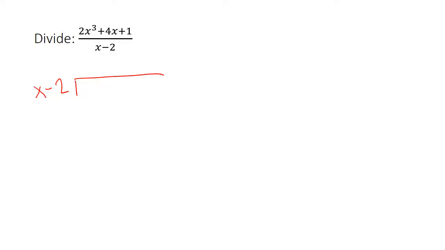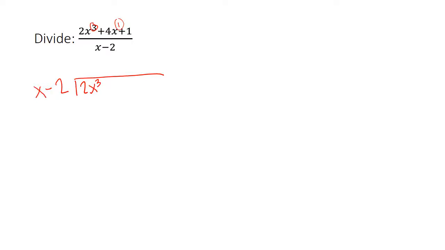Now one trick with setting up a polynomial long division is we need to have all the powers of x in descending order, and we need to have all of them there. So notice we have x cubed and we have x to the first power. We don't have an x to the second power term. And so we're going to write one in. And this is how we do that.